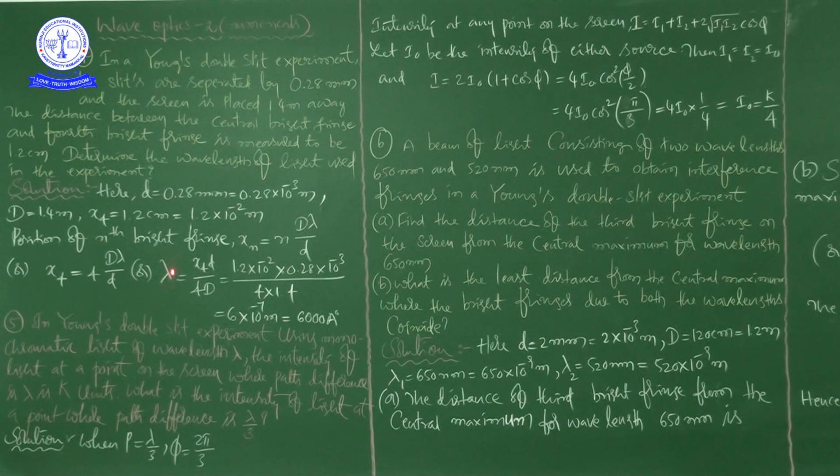So the wavelength of light lambda is equal to x4 into small d by 4 into capital D. Now substitute the given values. As I told already, while substituting the numerical values in a given physics formula, all the physical quantities should be in one system, either SI or CGS.